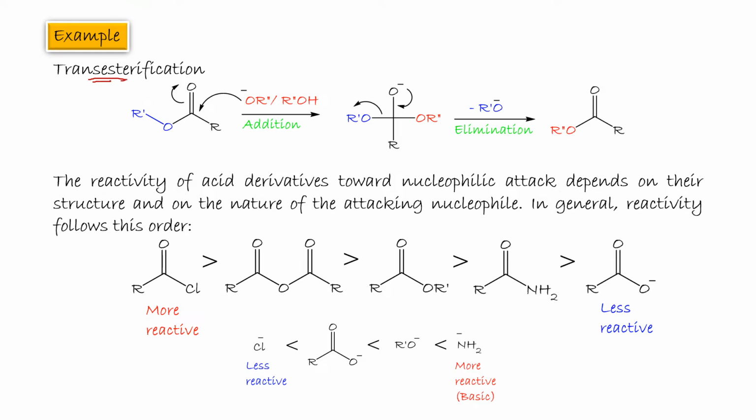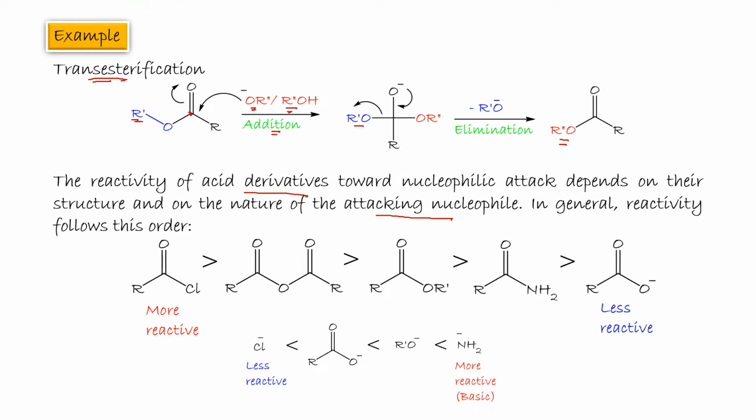As an example, the transesterification. We have here an ester, OR prime, C double bond O. If we react with a very small amount of alkoxide, OR double prime, in alcohol of the same alkoxide, addition will occur, followed by elimination to give the new ester. We call it transesterification. The reactivity of acid derivatives toward nucleophilic attack depends on the structure and the nature of the attacking nucleophile and the leaving group.